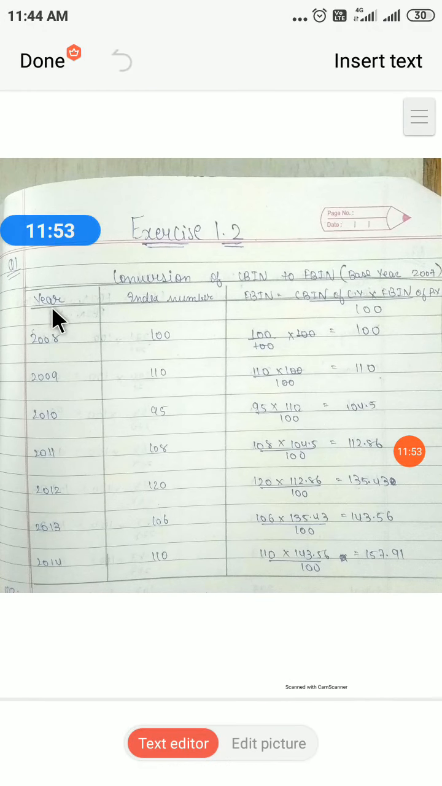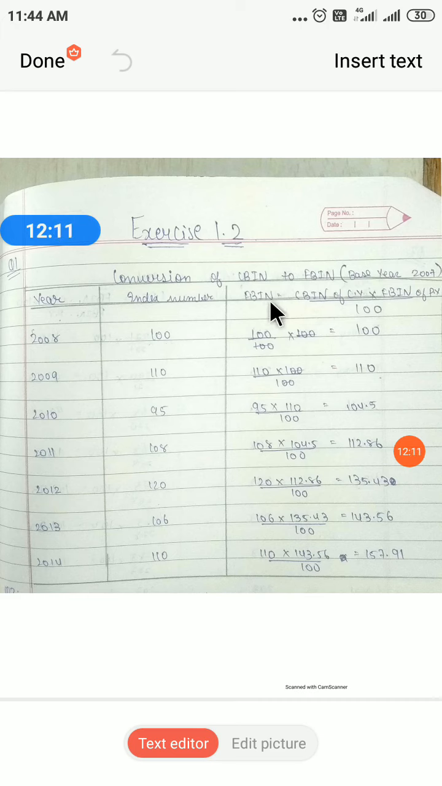First, make a column 2008 to 2014. Put the heading conversion of chain base index number to fixed base index number. This fixed base index number, chain base index number is here already given. Now, what is the formula?